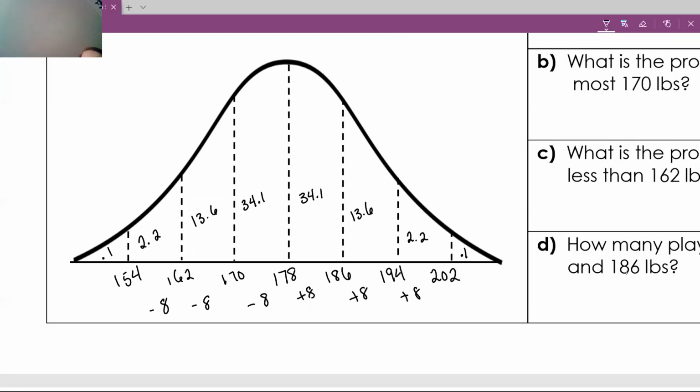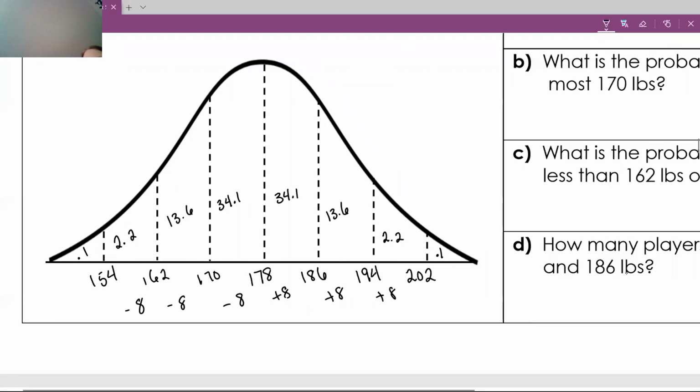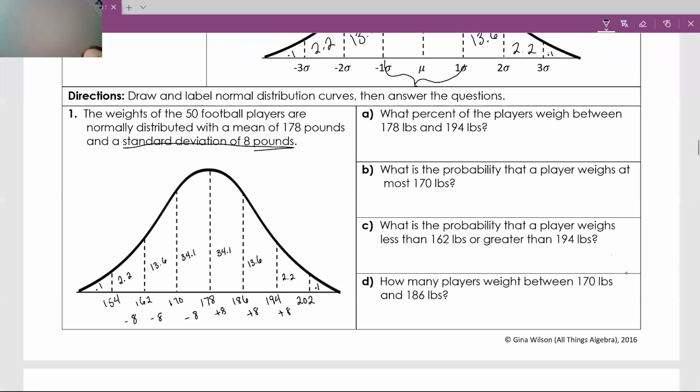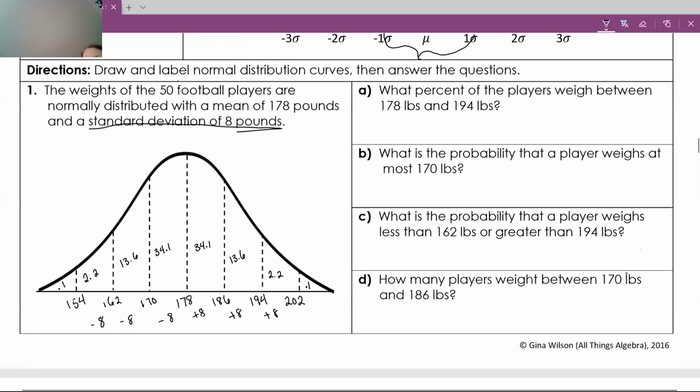Now that I have all of those lines, I can go over to my questions and answer them. What percentage of the players weigh between 178 pounds and 194 pounds? Well, I know between those two weights are these two pieces. So I add them together. 34.1 plus 13.6.